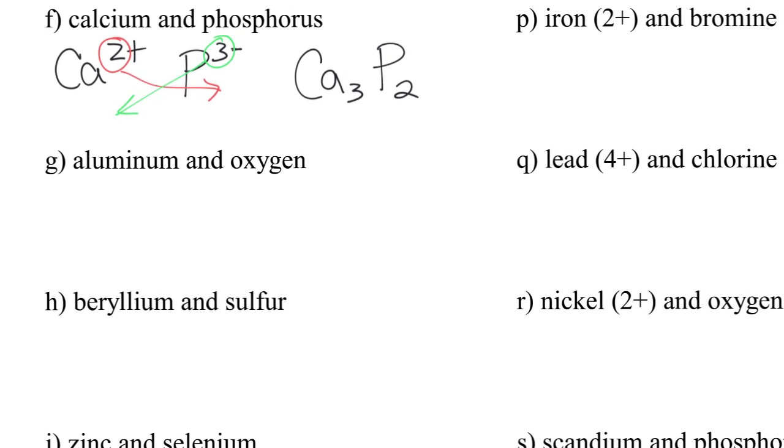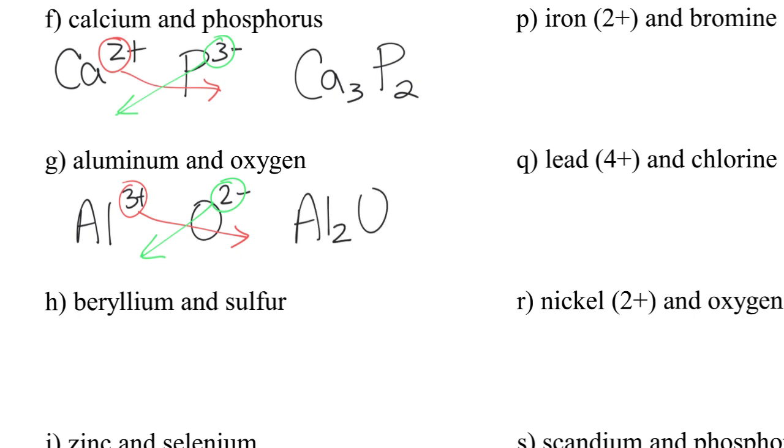We got aluminum and oxygen. Aluminum has a 3 plus charge. Oxygen has a 2 minus charge. So the aluminum, we're going to crisscross the 3 over there and do the 2 over here. So the aluminum is going to get the 2, and the oxygen is going to get the 3.